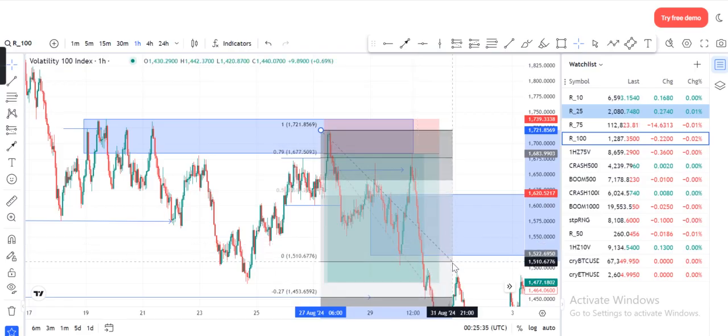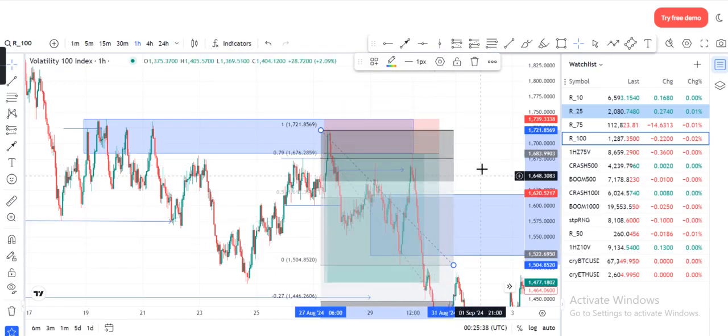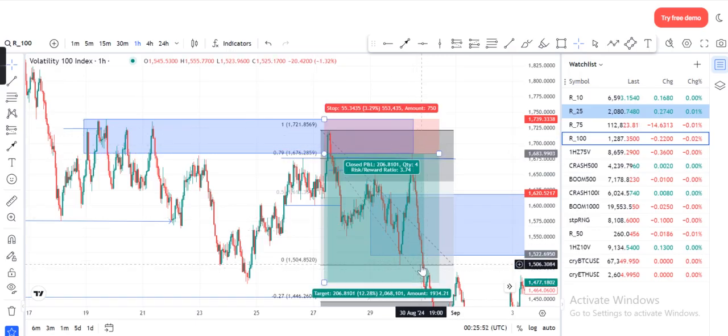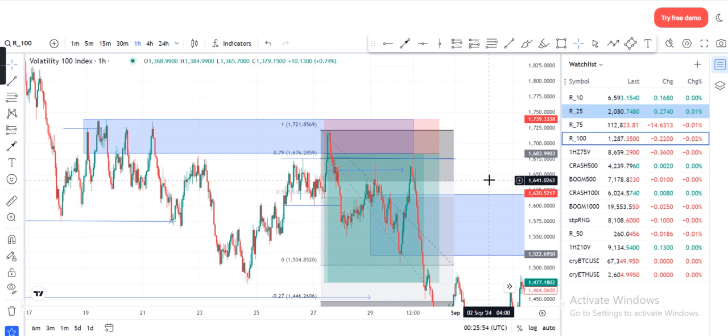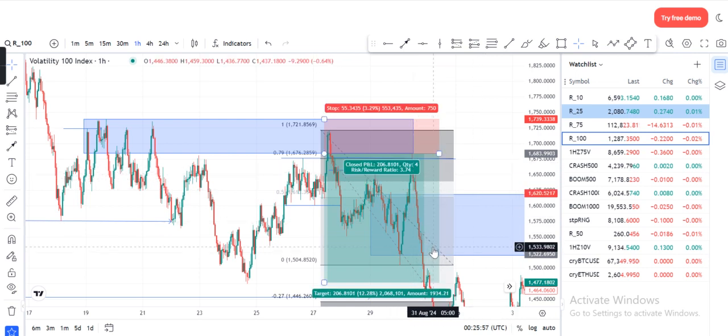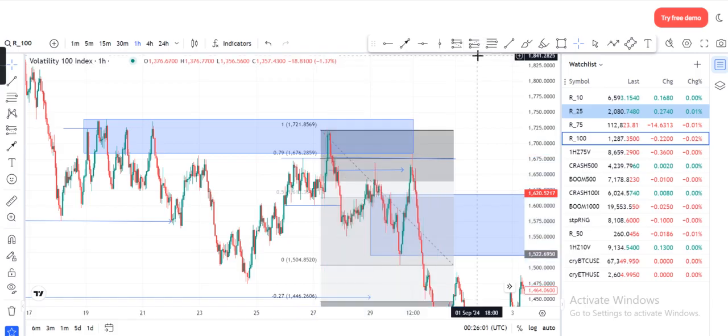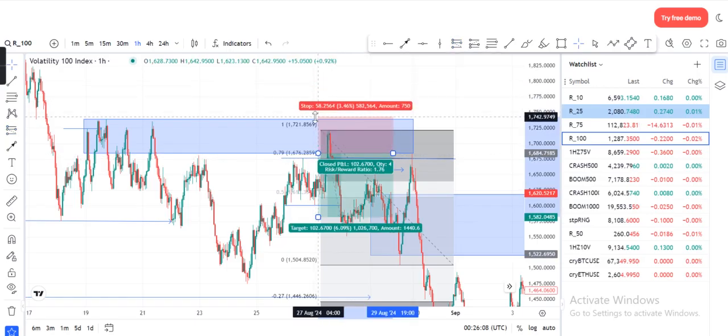You would readjust it to this point, and then you can see that market got into our 0.79 level here, where you would have adjusted your take profit and your stop loss again. So you would enter from here, put your stop loss here, and then you take profit here. So that was actually what market did at that point. So that was for this particular move.